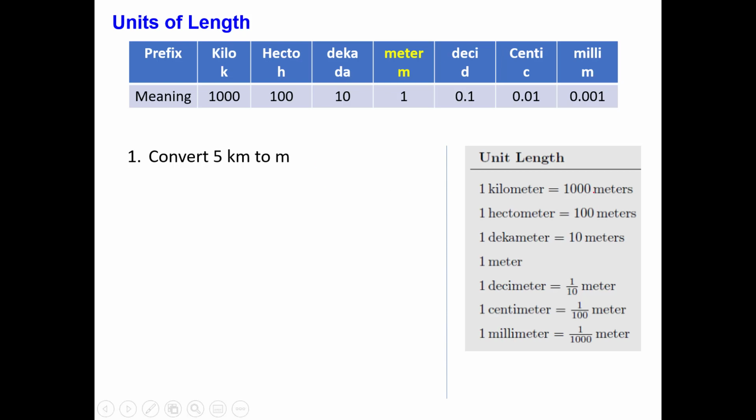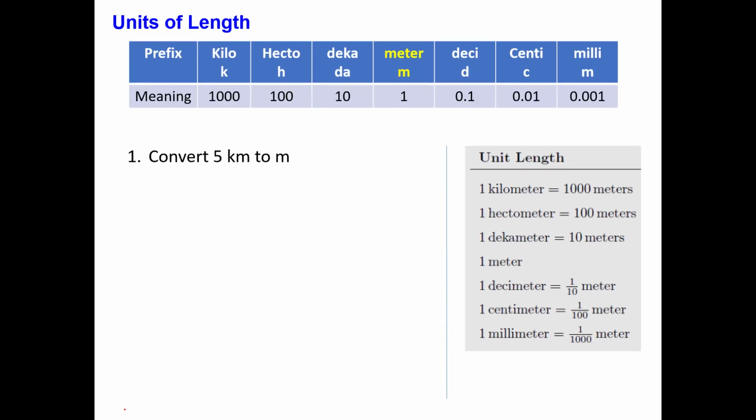Then we can use, in this case, the first unit conversion factor. Yes, 1 kilometer equals 1,000 meters. Let's write it right here, and we had this conversion. The conversion is 1 kilometer equals 1,000 meters, and this is the conversion factor. And what we want to convert is 5 kilometers into meters.